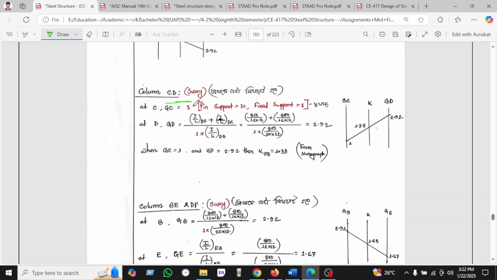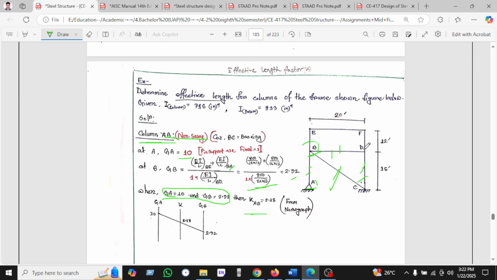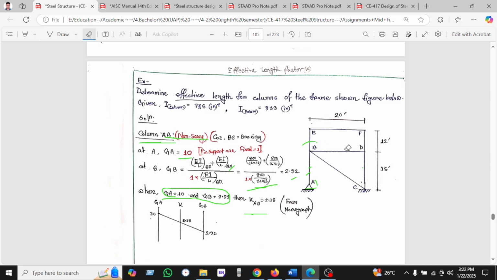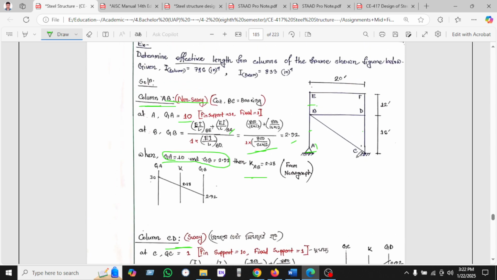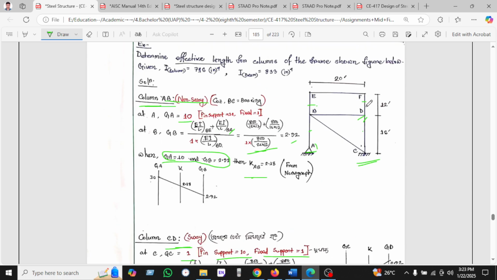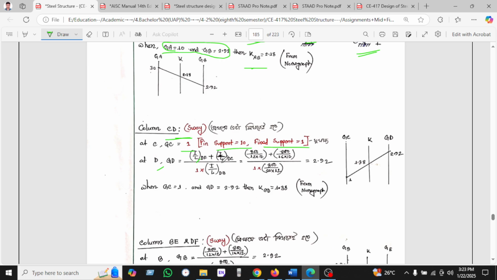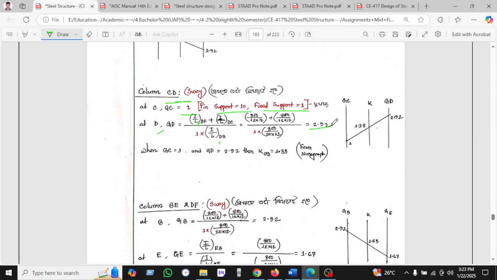The CD column is also non-sway. Sway means there is no bracing. If we use the bracing, then it is found non-sway, but there is no bracing, that's why it is sway below. As it is a pin, we use 10, and if it is fixed then it will be 1. This is the memorizing one. At point D we are calculating columns divided by beam, there are 2 columns, and we found this value.